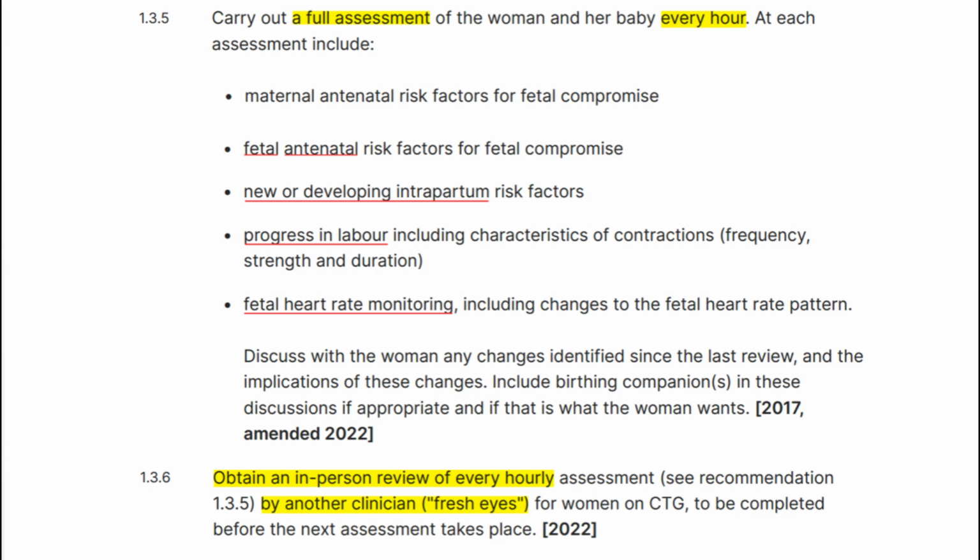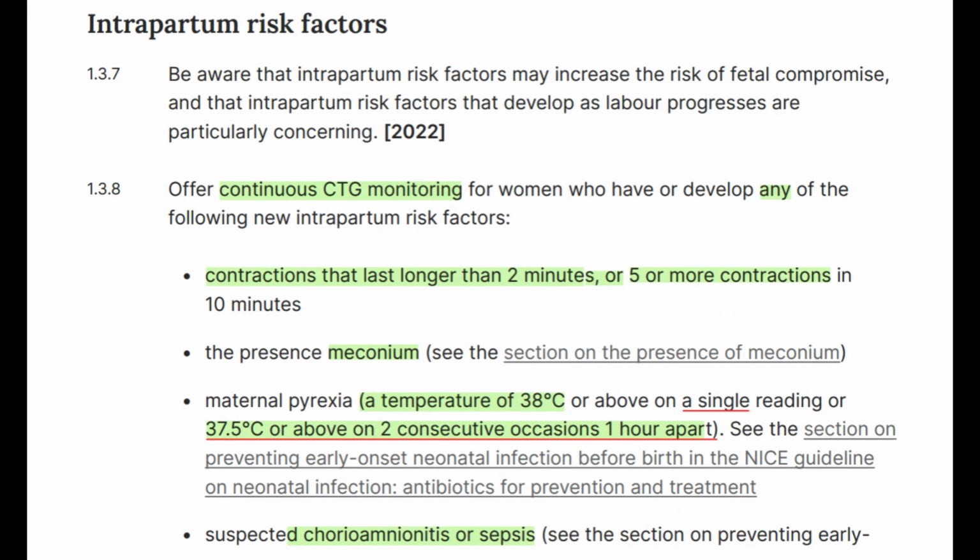Obtain an in-person review of every hourly assessment by another clinician, fresh eyes, for women on CTG, to be completed before the next assessment takes place. Intrapartum risk factors. Be aware that intrapartum risk factors may increase the risk of fetal compromise, and that intrapartum risk factors that develop as labor progresses are particularly concerning.